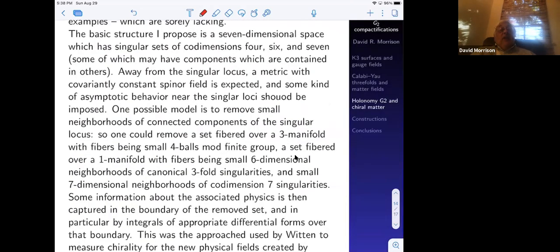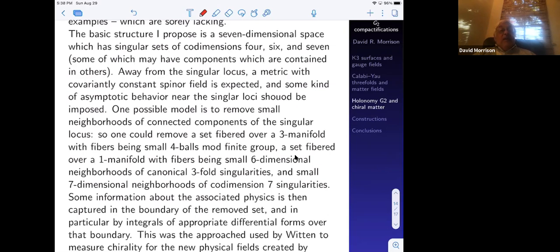So the basic structure that I would like to study is a 7-dimensional space which has singular sets of codimensions 4, 6, and 7. Some of those singular sets might be several components worth of singularities, and some of those components might be contained in other loci. So for example, in codimension 6, we already pointed out that there could be codimension 6 singularities which were away from the codimension 4 stuff, or codimension 6 singularities which were slight worsenings of singularities in codimension 4.